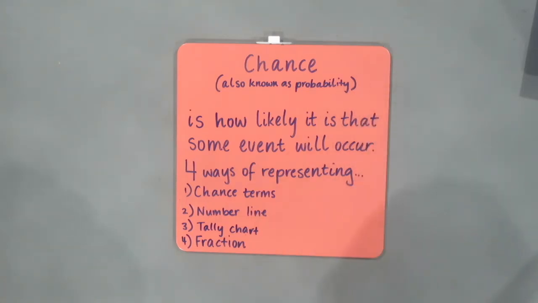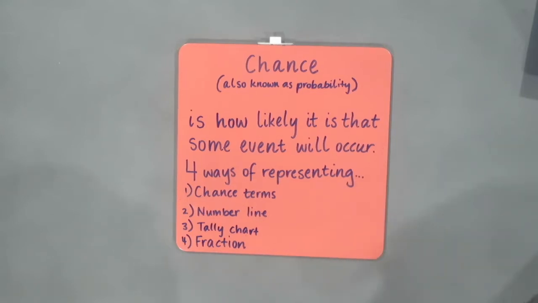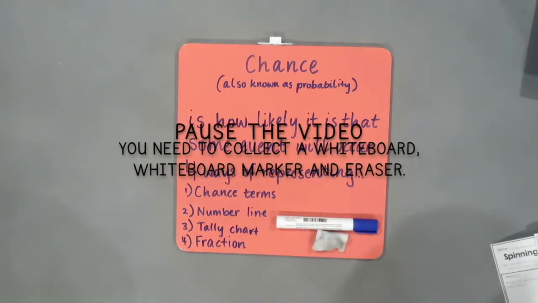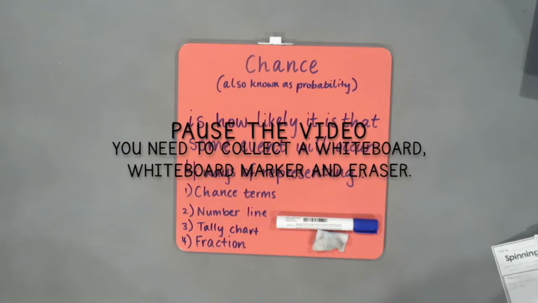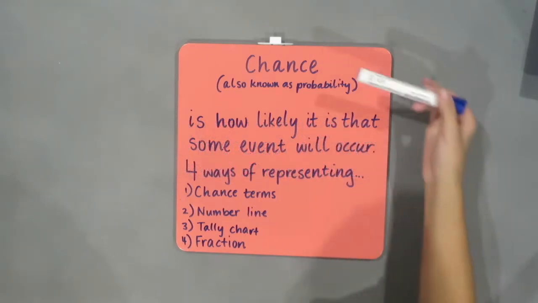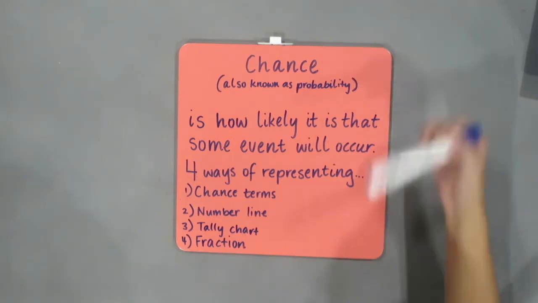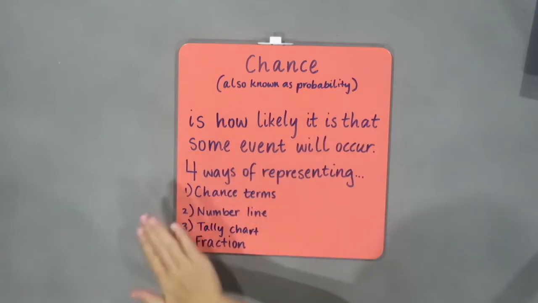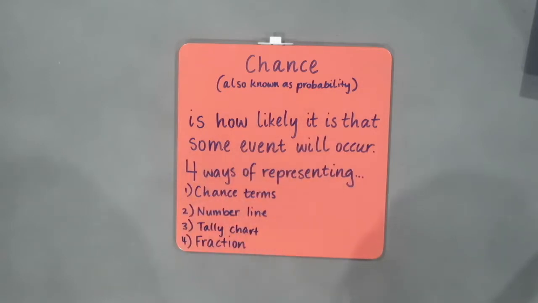Now I want you to go and collect a whiteboard marker and an eraser. Can you collect those things for me now? Firstly, before we start, I want you to write at the top of your whiteboard the word chance. Now, you do not need to write down the rest of this. I'm just going to go through this with you.